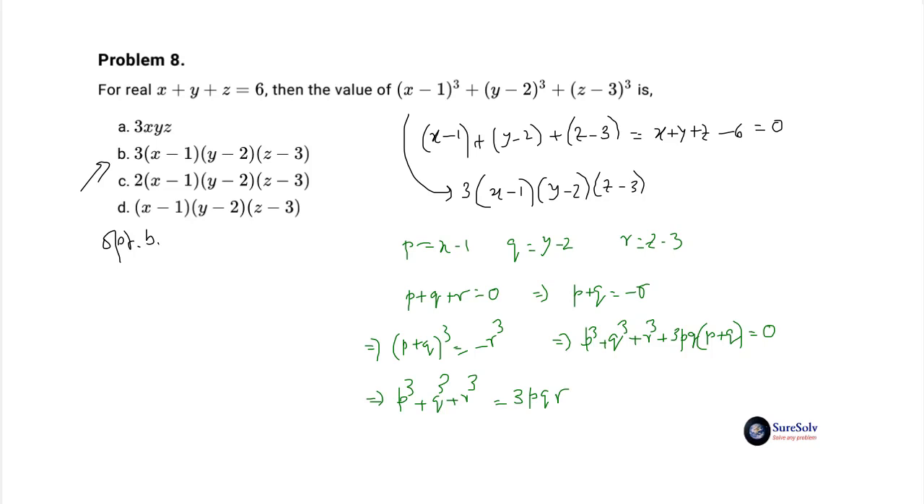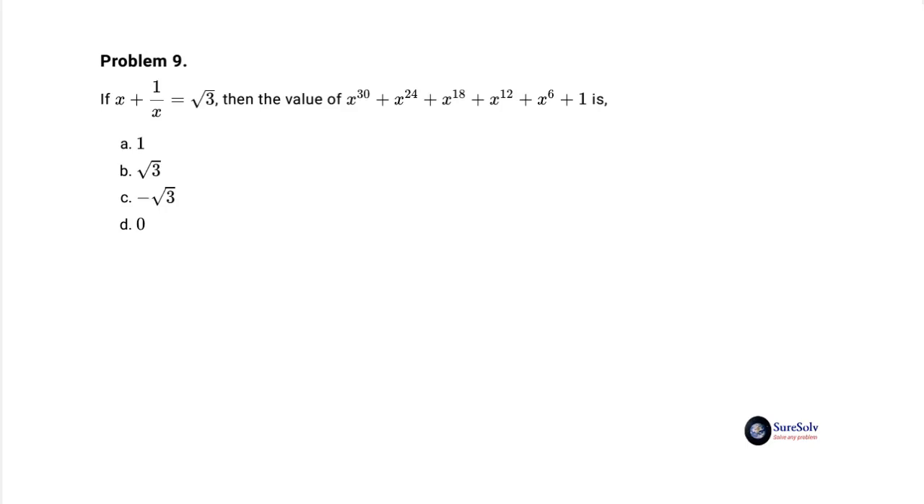Next problem now. Question 9 is, if x plus 1 by x equal to root 3, then the value of x to the power 30 plus x to the power 24 plus x to the power 18 plus x to the power 12 plus x to the power 6 plus 1 is option A 1, option B root 3, option C minus root 3 and option D 0.